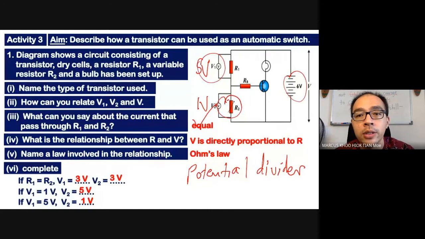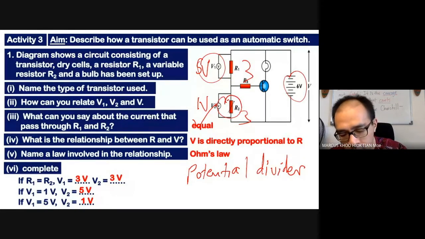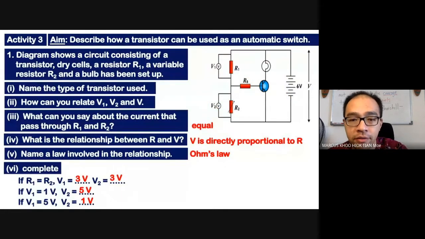Because ramai orang, oh sini 6 volt, ada 2, jadi ini 3. No, not necessarily. Depends on the resistor. Depends on kamu punya kemampuan. If you have very little resistance, you don't need so much energy. So please understand this concept, the potential divider.